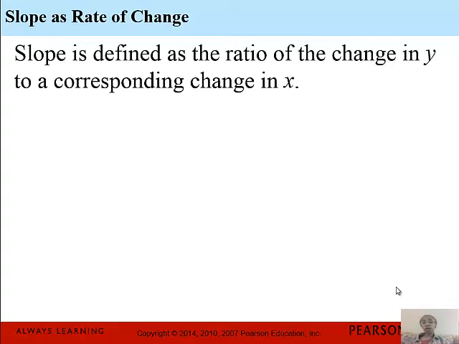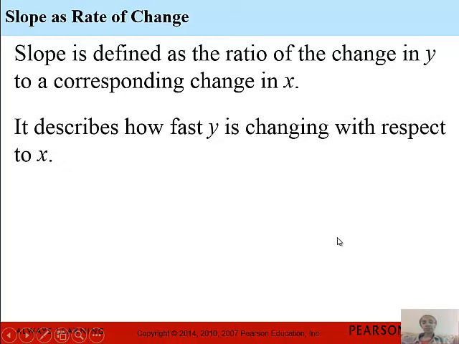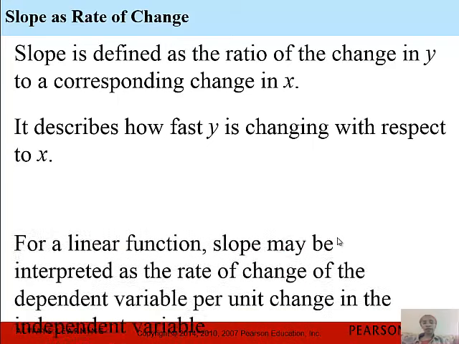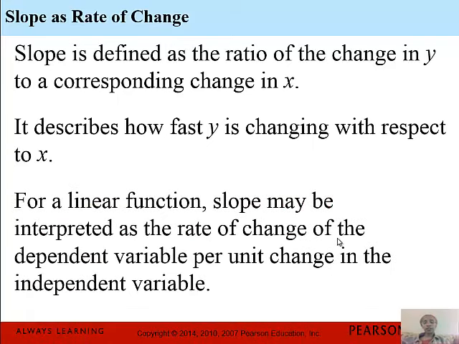Slope is defined as the ratio of the change in y to a corresponding change in x. It describes how fast y is changing with respect to x. For a linear function, slope may be interpreted as the rate of change of the dependent variable per unit change in the independent variable.